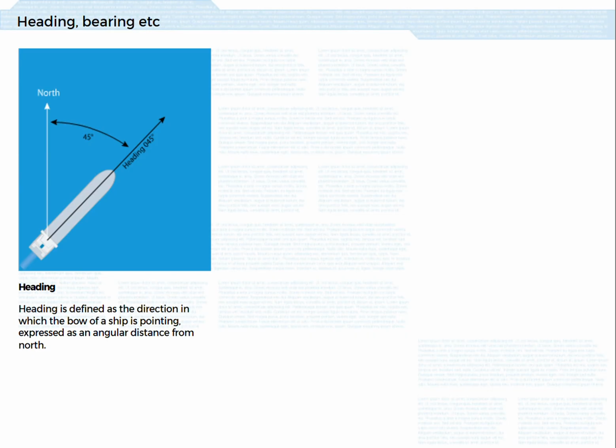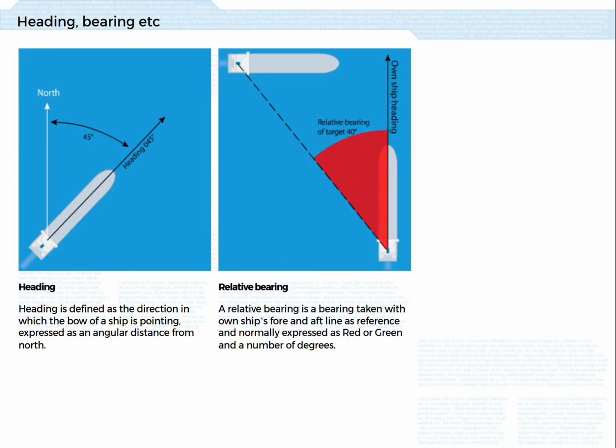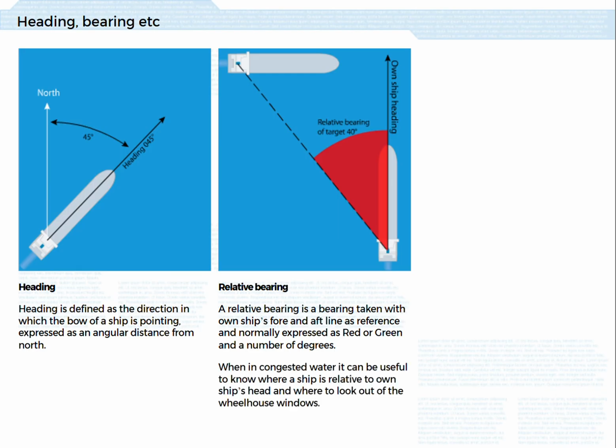Heading is defined as the direction in which the bow of a ship is pointing, expressed as an angular distance from north. A relative bearing is a bearing taken with own ship's fore and aft line as reference, and normally expressed as red or green and a number of degrees. When in congested water, it can be useful to know where a ship is relative to own ship's head and where to look out of the wheelhouse windows.